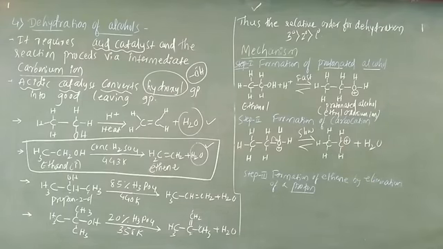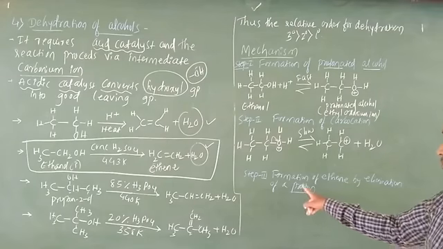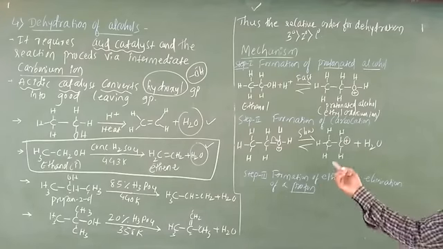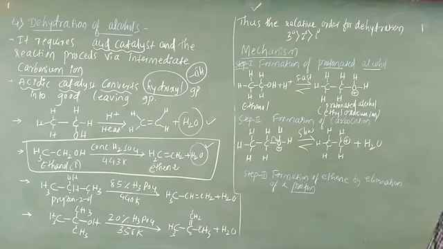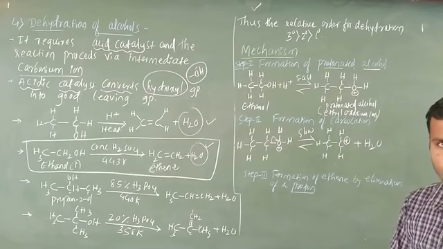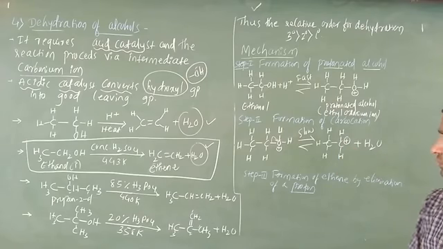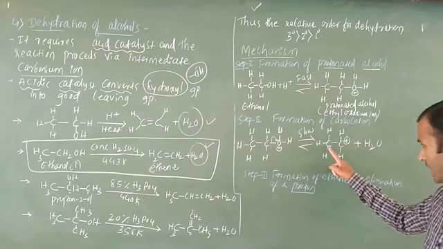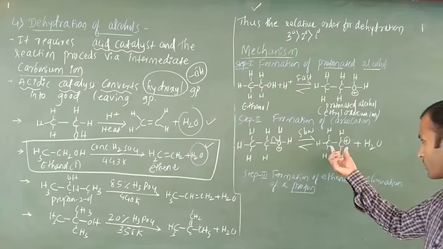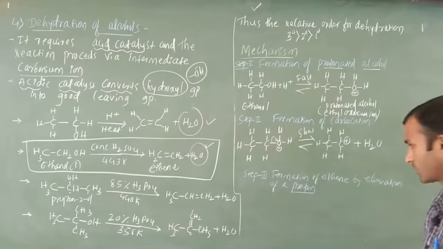The next one is the formation of ethene by elimination of a proton. Our aim is to form ethene. What we are going to eliminate, to remove, is a proton. You just have to break this carbon hydrogen bond, and automatically a double bond forms, that means an alkene.